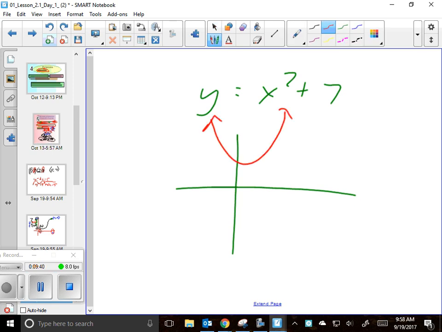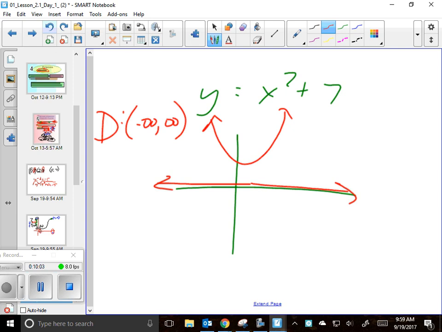Now, what's its domain now that I look at the picture? Domain is x's. Doesn't it go forever this way and forever that way? Or does it stop somewhere? It doesn't stop. It goes forever. So what's its domain? Negative infinity to infinity.